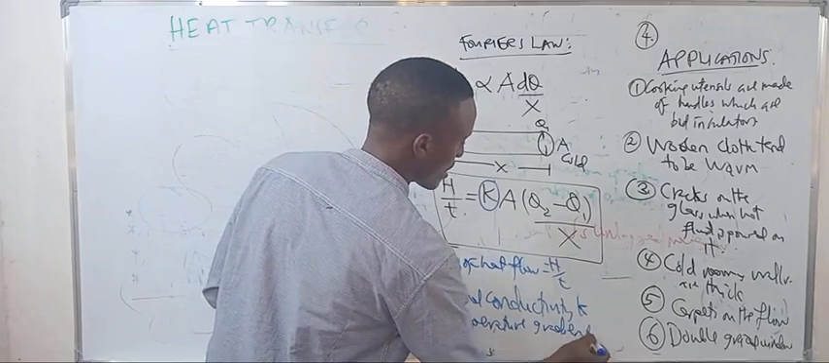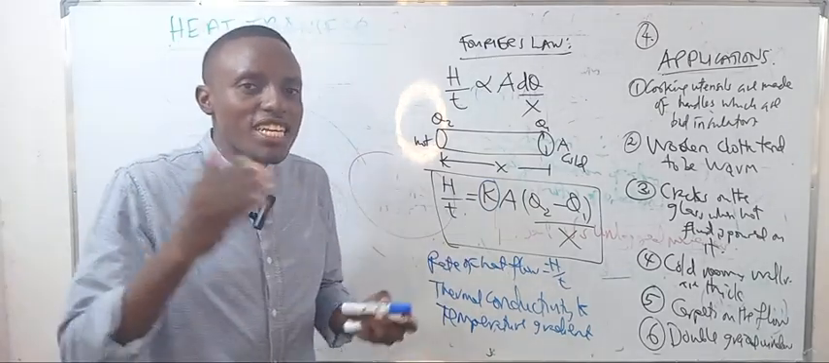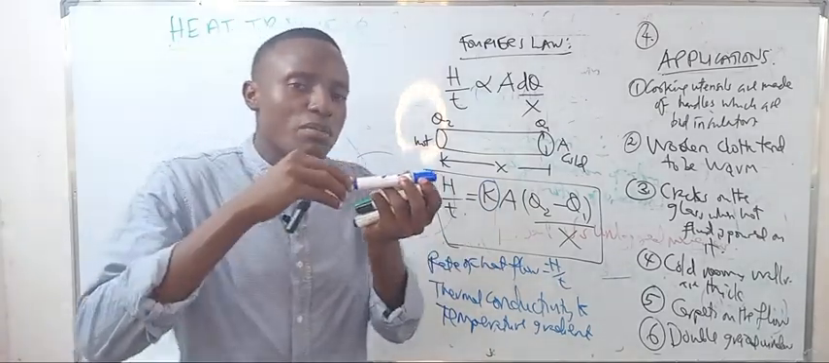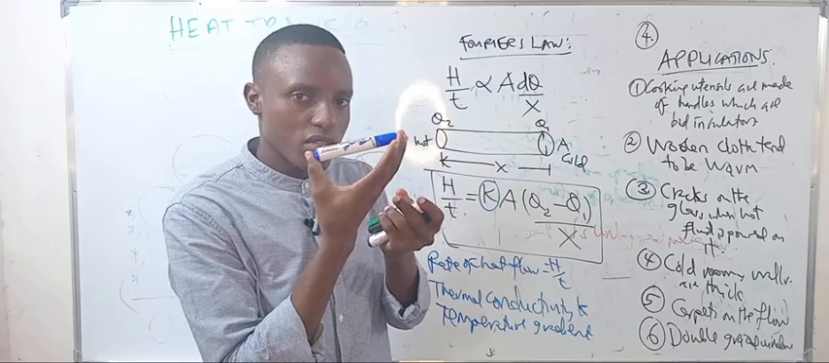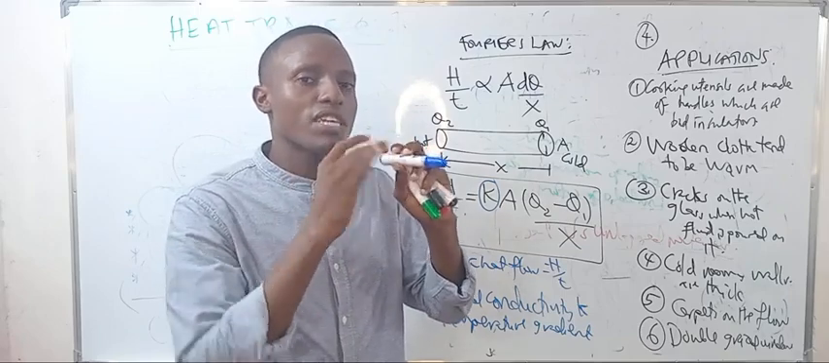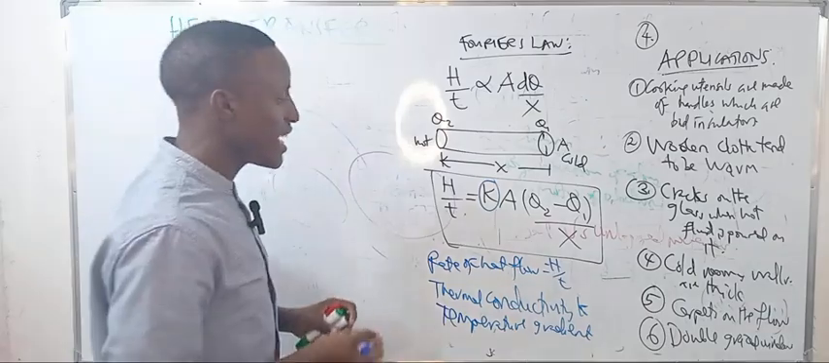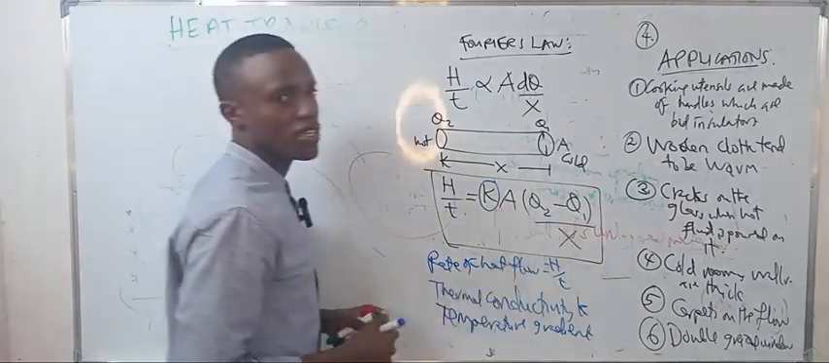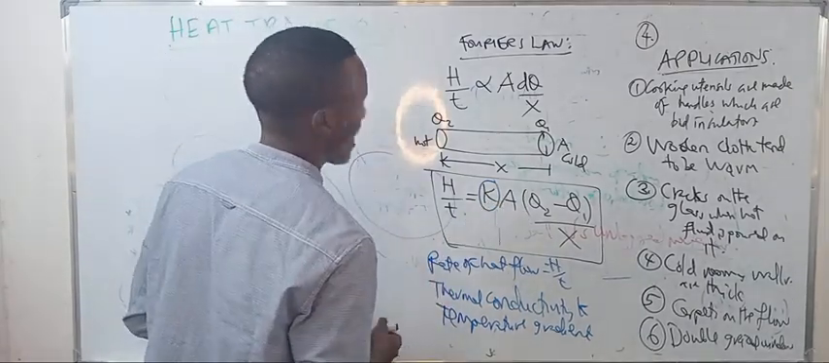Talking about the temperature gradient, this is the change in temperature between these points, and the length. So the ratio of the difference in temperature for a given length is what we say the gradient is. So the gradient is the change in temperature for a given length. But this is the cross-section area.